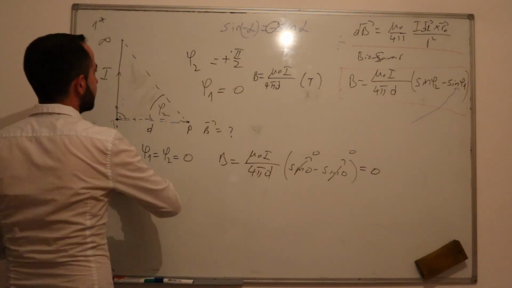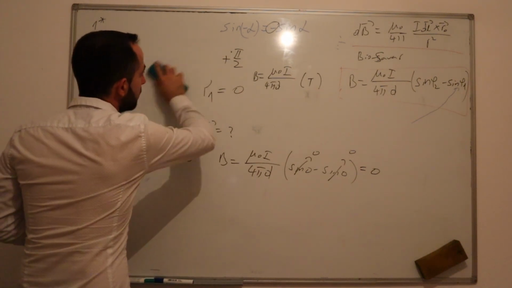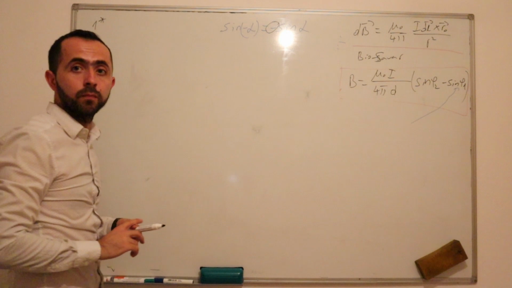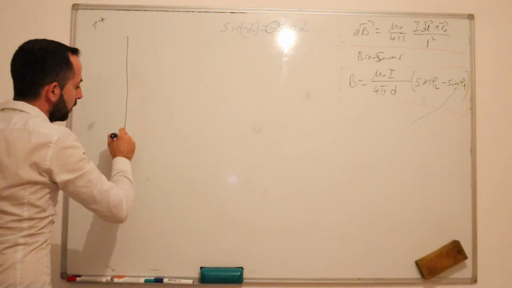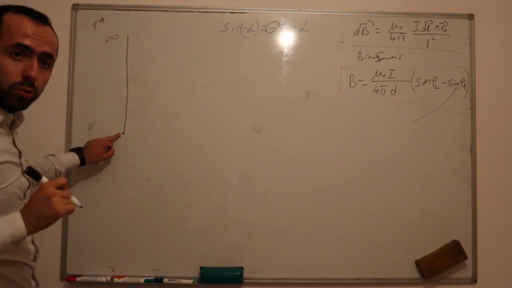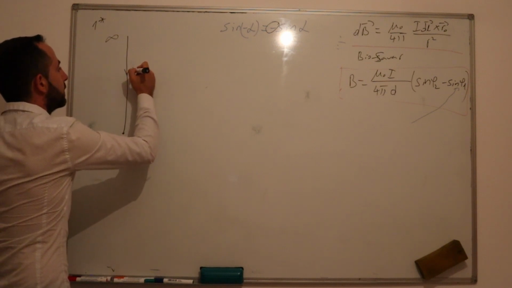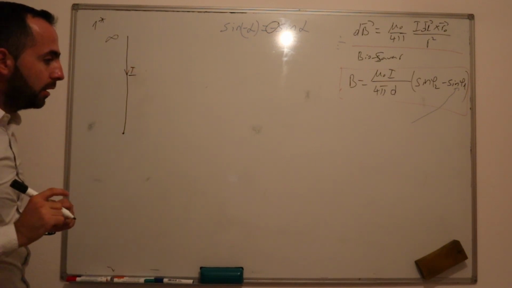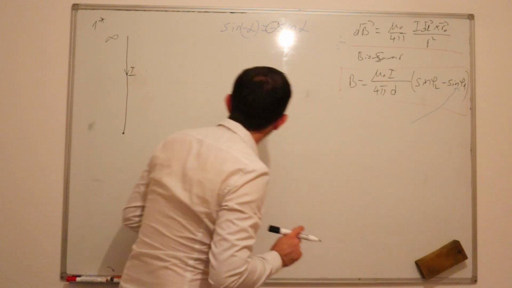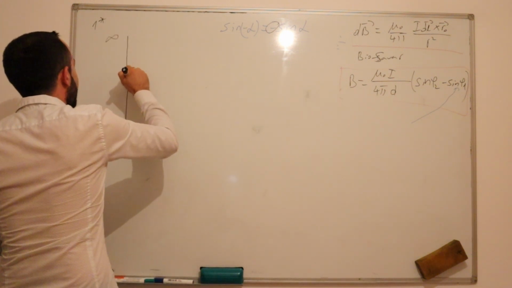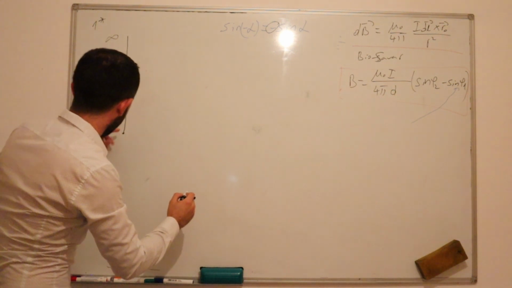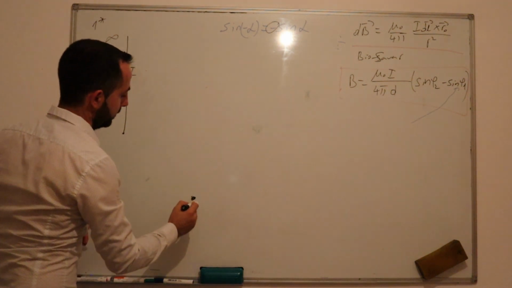But now, the next case is very interesting. If I have a conductor, again an infinitely long conductor, but it starts at this point, and this is, let's say, the current I, and I need to calculate the magnetic field, but not at this point, but here. It is lower than this, but it is at some distance P.